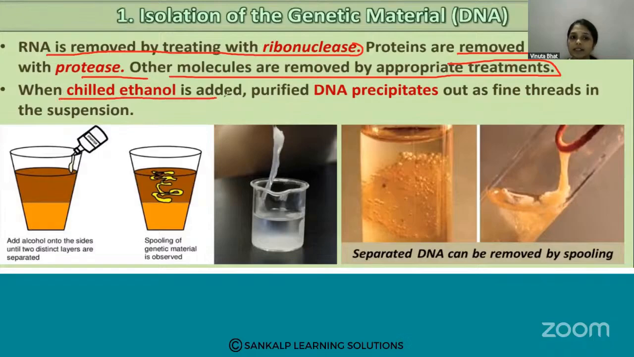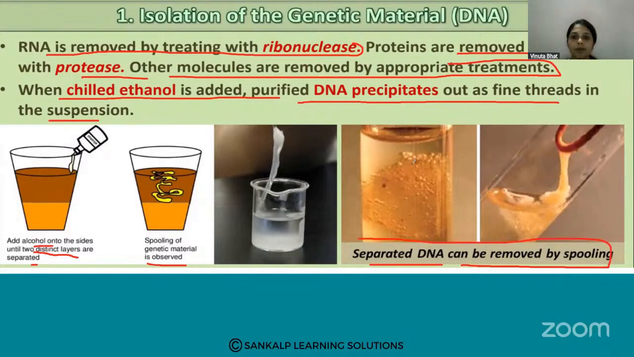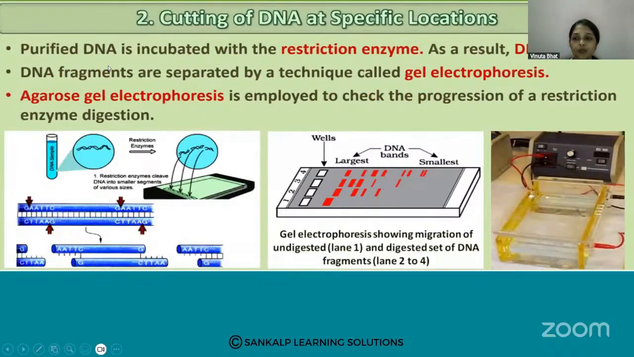When chilled ethanol is added, the purified DNA precipitates out as fine threads in the suspension. So here you can see the alcohol added along the sides, two distinct layers are separated, and spooling of the genetic material is observed. The separated DNA can be removed by spooling. So when chilled ethanol is added to this, you can extract the DNA. Then the purified DNA is obtained.